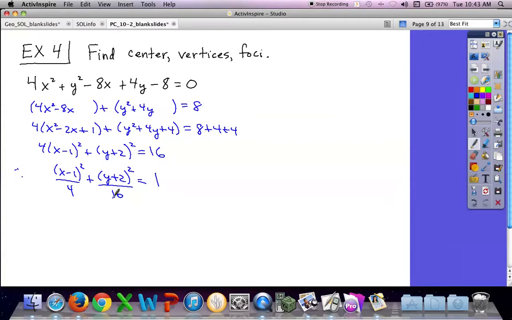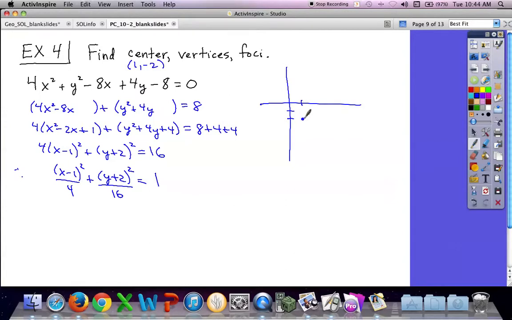What is the center? What is this? 1, negative 2. And honestly, from there, personally, I'm going to sketch the graph, or at least enough that I can tell where I'm going with this. Let's see. So it's vertical, and I'm starting at 1, negative 2. 1, negative 2 is right there.